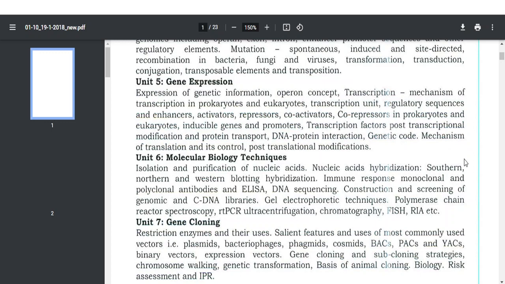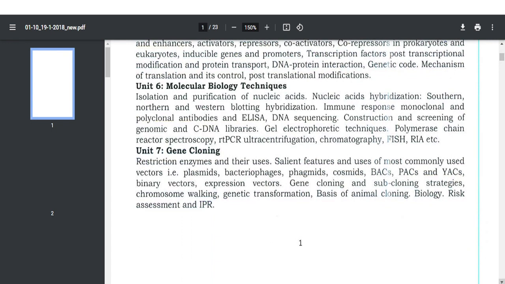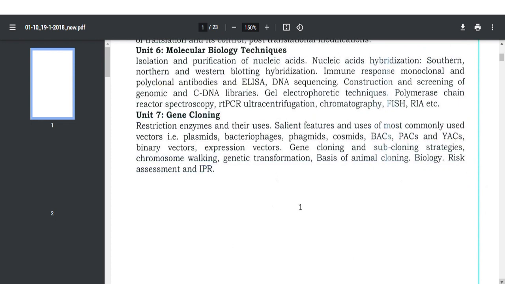From molecular biology, you can expect a huge array of questions. Next, you need to know about translation, the control of translation, and post-translational modifications. Again, very important: you need to know how the post-translational mechanisms undergo, and the location of those post-translational modifications. Next important topic is molecular biology techniques.